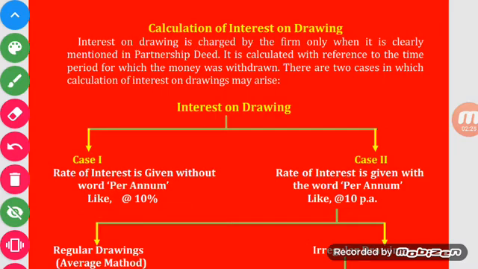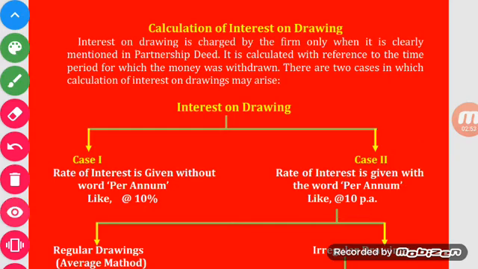And case second: when the rate of interest is given with the words per annum, like 10% per annum. Clearly you are seeing 10% per annum. Here the interest rate is given with the words per annum. Is it clear? That is case second.